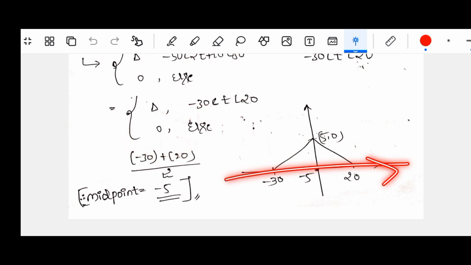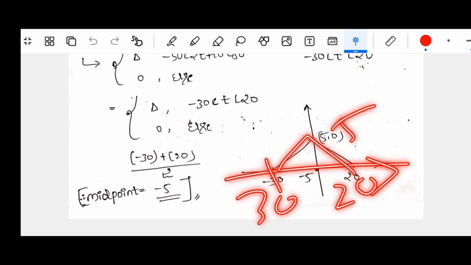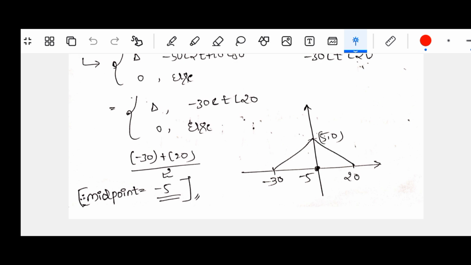So let's plot this graph. Here, minus 30 and plus 20. The upper point will be the 5. Now we have to find out the midpoint. What is the formula? Minus 30 plus 20 divided by 2. So the answer will be minus 5. Here the minus 5 is the midpoint.